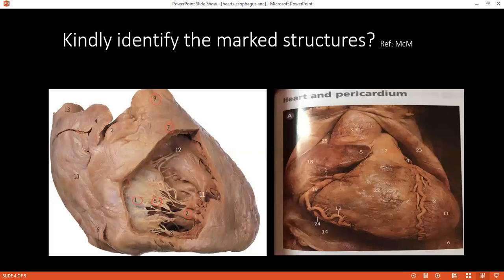Okay. Can you please tell me what can you tell me about the SA node? SA node is supplied by which vessel? Right coronary artery 60%, left circumflex 40%, and then AV node is right coronary artery 90%, left circumflex 10%. What is the function of SA node? Sinoatrial function, yes. For autonomic reflexes.